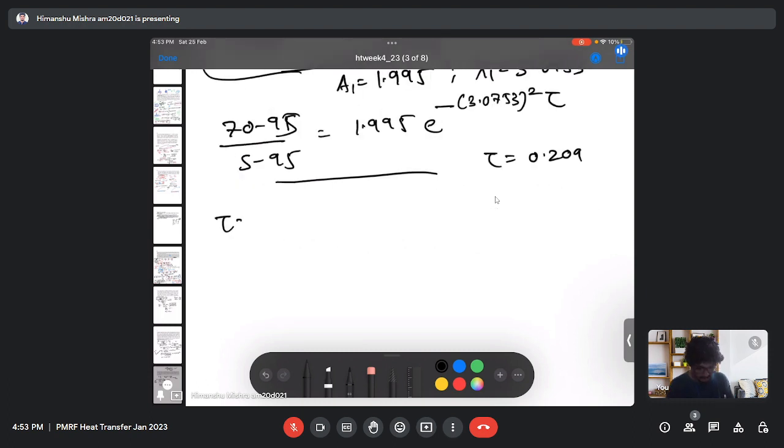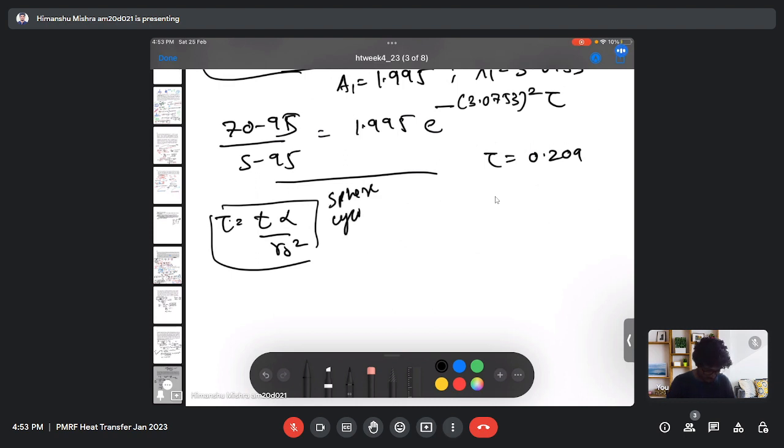Now tau is a non-dimensional time here, which can be given as t alpha by R naught square. This is my definition of tau, which is valid for all the shapes: sphere, cylinder, and wall.